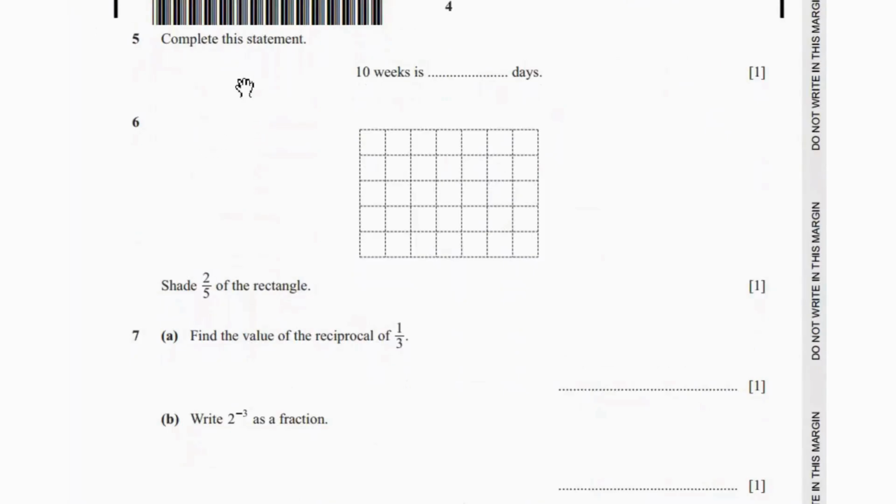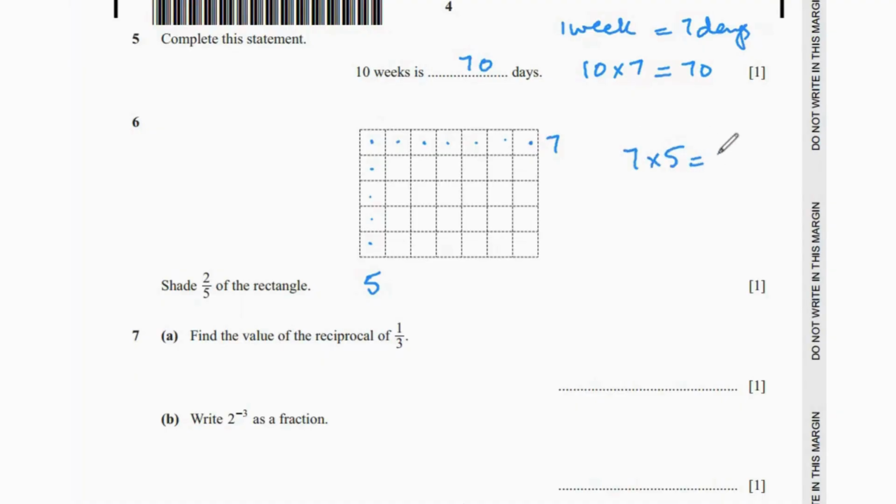Then complete the statement. 10 weeks is how many days? 1 week is equal to 7 days. So for 10 weeks, we do 10 times 7, which is 70 days. Then shade 2/5 of the rectangle. We have 7 squares in a row and 5 in a column. So the total number of squares is 7 times 5, which is 35.